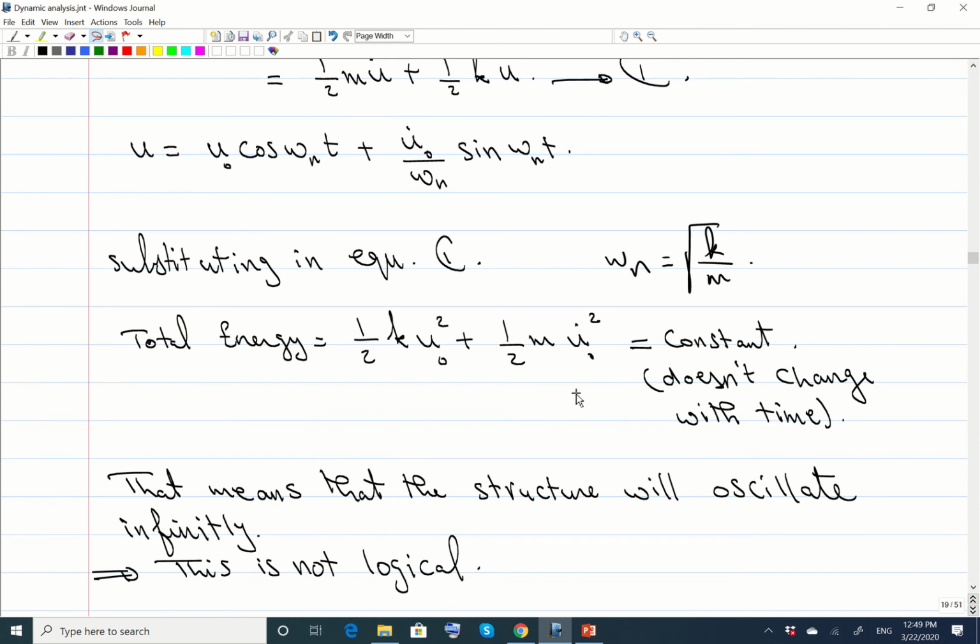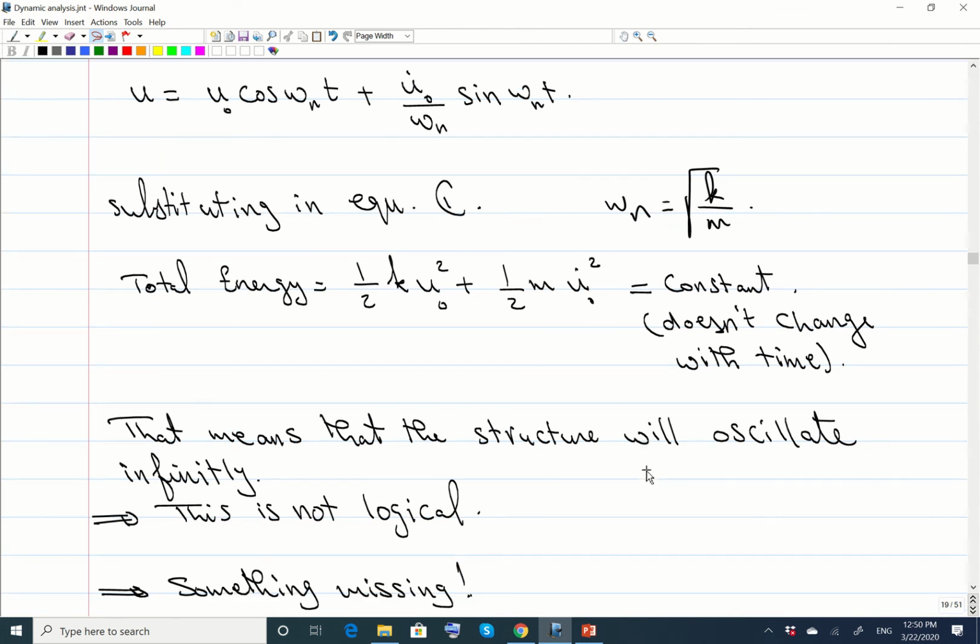The energy is not changing. The frame or the structure will be vibrating with constant energy. The energy is not dissipated. There is no dissipation of the energy. What does this mean? It means that this structure will oscillate infinitely, till the end of time. Is that logical? Definitely it's not.